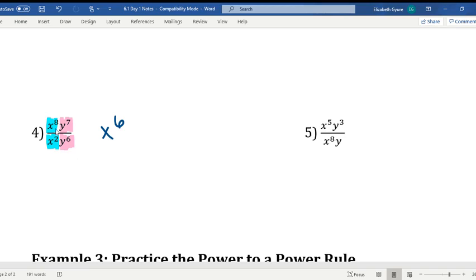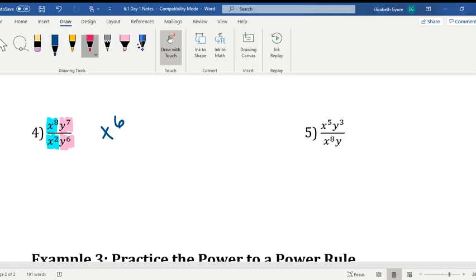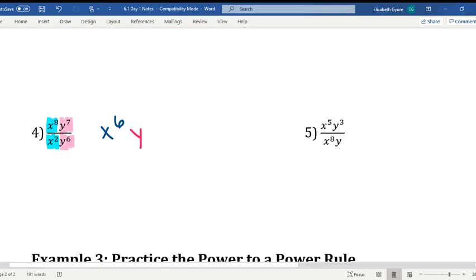And I don't need my fraction as of right now, because didn't the bottom of this part cancel out? It's gone. All right, now look at your y's. Do I have more y's on the top or the bottom? Top again. So I want to do 7 minus 6, and what's 7 minus 6? 1. So I'm going to have y to the 1. And again, everything on the bottom moved to the top, so I don't really need my fraction anymore. So I'm done. It's x to the 6th times y to the 1.